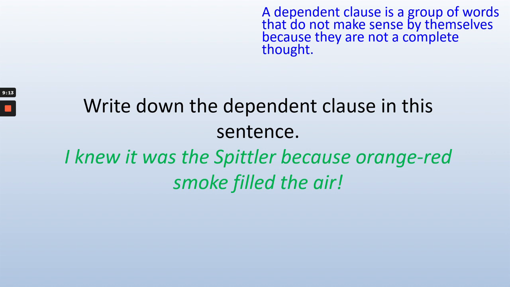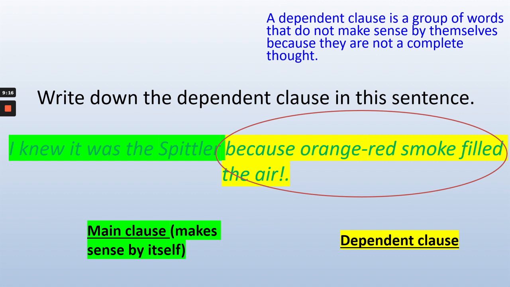Fantastic. Let's see how you went. The dependent clause is because orange-red smoke filled the air. Oh, and I'm sorry, there should not be a full stop there. Because orange-red smoke filled the air, that doesn't make sense by itself. It's not a complete thought or sentence. So that is the dependent clause. Give yourself a tick if you got that correct. I knew it was the spittler is the main clause. It makes sense all by itself. So you shouldn't have written down that part. Give yourself a tick if you got that correct, or press pause while you fix up your answer.